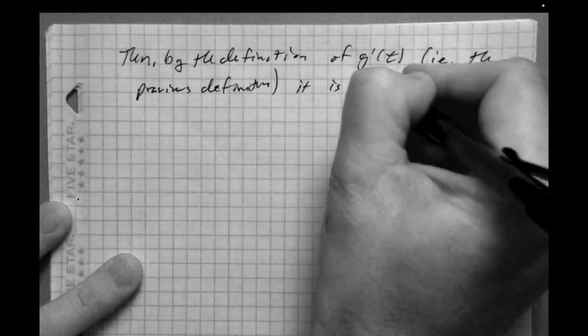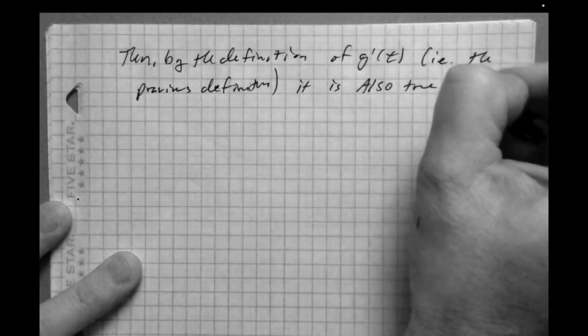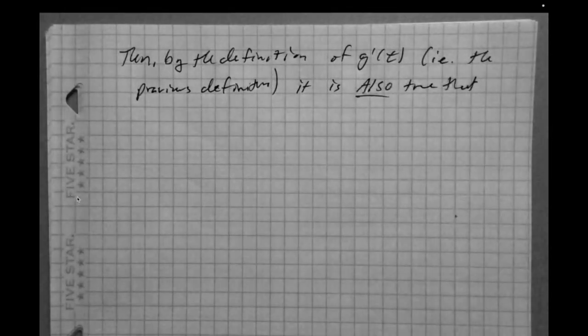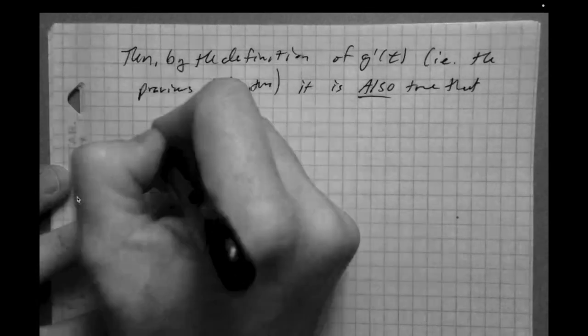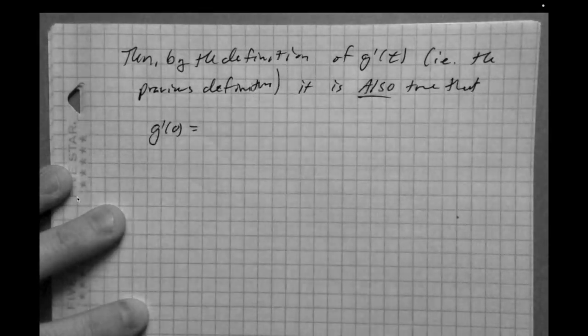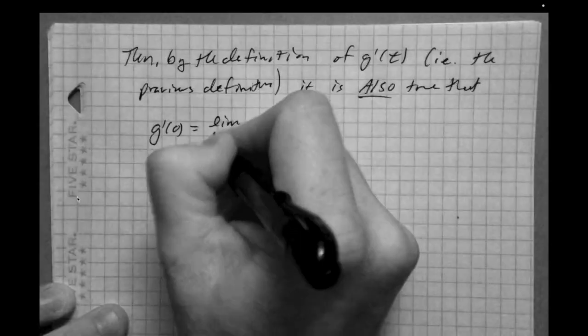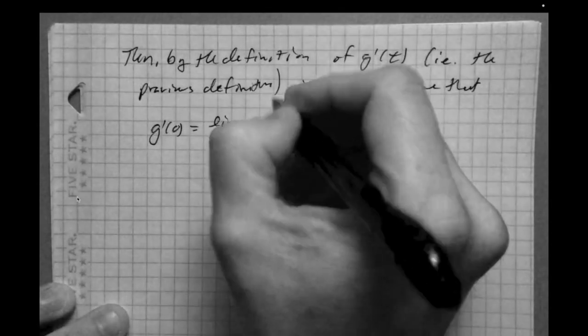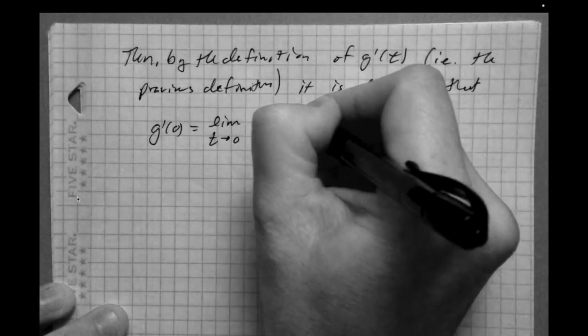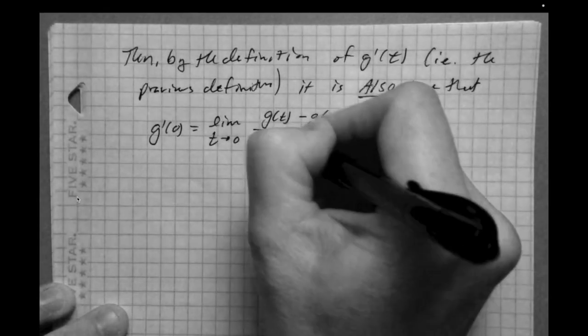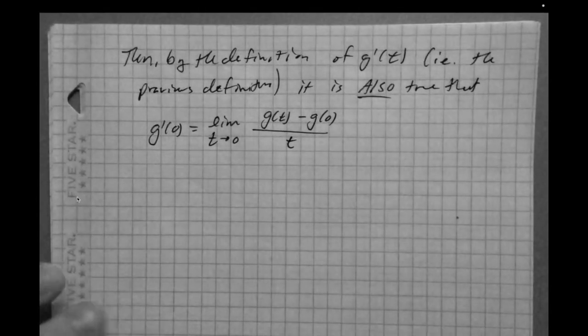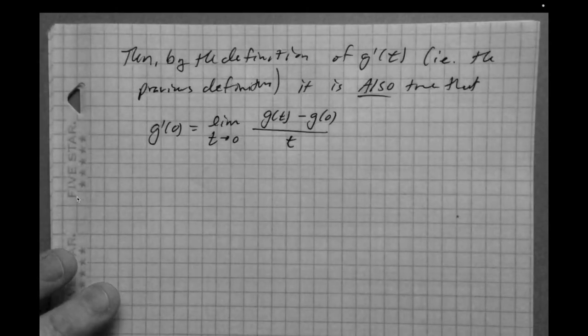It is also true, and the key thing here is "also," because we're going to tie these two together. It's also true that g prime of 0 is equal to the limit as t goes to 0 of g of t minus g of 0 over t. That's just the definition of this kind of derivative.